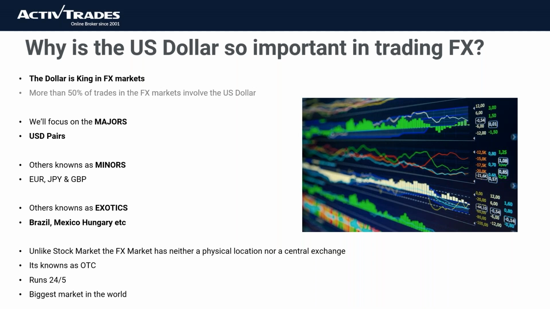So for the rest of the session today, we'll focus on the majors, which, if you remember, is really those number 2 to 8 currencies trading against the US dollar. And so that's effectively the US dollar pairs. Others are known as the minors: euro, yen, sterling, Swiss franc, Aussie, Kiwi, etc. And I trade them myself, absolutely. And then, as we said earlier, outside of that, they are known as the exotics.